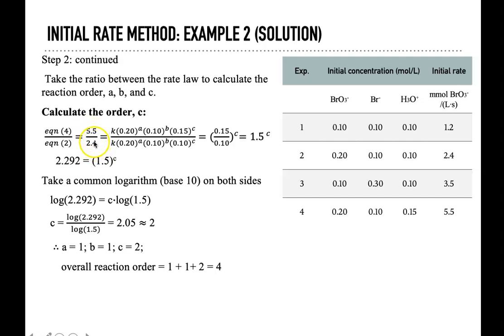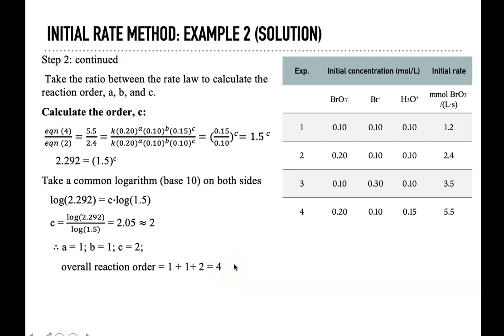When you calculate this ratio, it is 2.292 equals 1.5 to the C. As before, we take a common logarithm on both sides. Then log 2.292 is now C times log 1.5. So divide by log 1.5 on both sides. C equals log 2.292 divided by log 1.5, 2.05, close enough to 2. Then we find the reaction order C is now 2. So this way, we find the reaction order for bromate is 1, for bromide is 1, and hydrogen ion is 2. The overall reaction order, the addition of all these reaction order powers, is now 4.